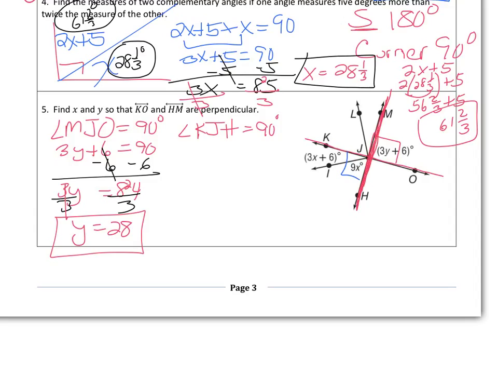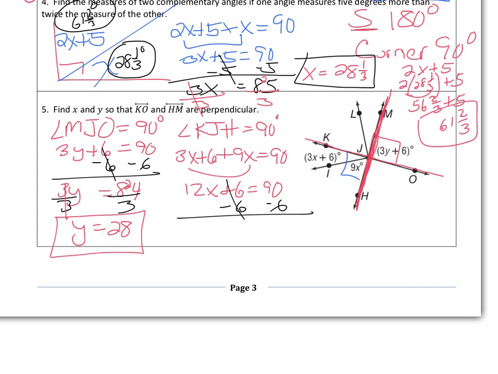So I'm going to substitute 3x plus 6 plus 9x equals 90. And I'm going to combine like terms. 12x plus 6 equals 90. And subtract 6 from both sides. And we have 12x equals 84. I'm going to divide both sides by 12. And x equals 7. So we have both of our variables, our unknowns, solved for.